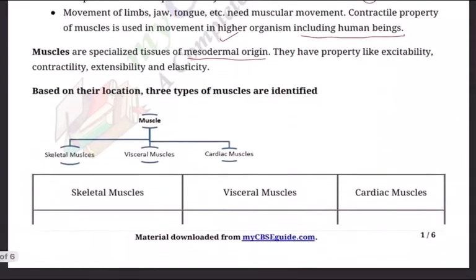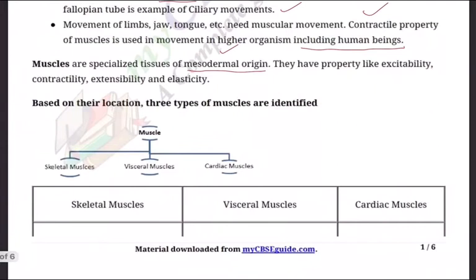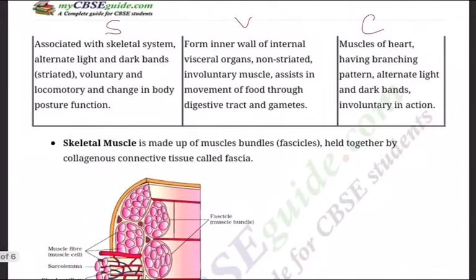So based on their location, there are three types of muscles. As all of us know, skeletal muscles, the muscles that are attached to the bones, visceral muscles, inner ones, cardiac muscles, special muscles that are present in the heart. So the skeletal muscles are associated with the skeletal system, bones, alternate light and dark bands, that is striations, will be there. They are voluntary and locomotory and change body posture. They are responsible for our shape.